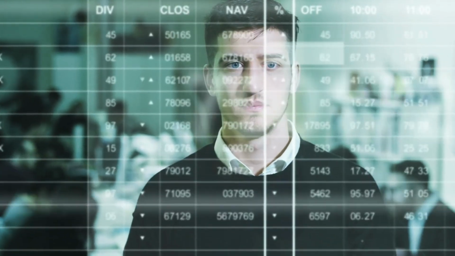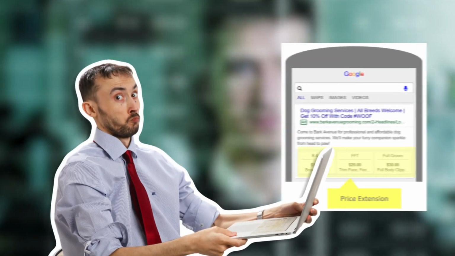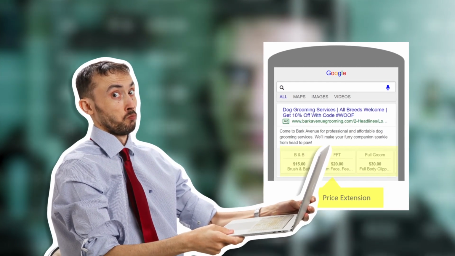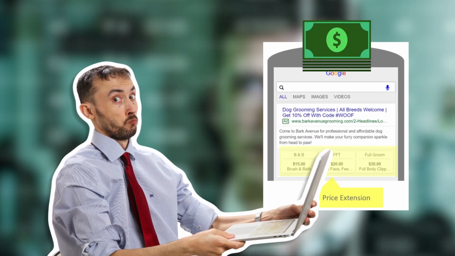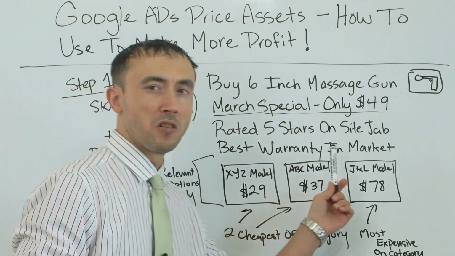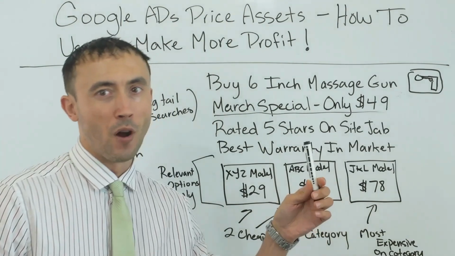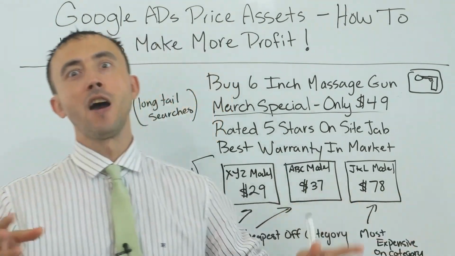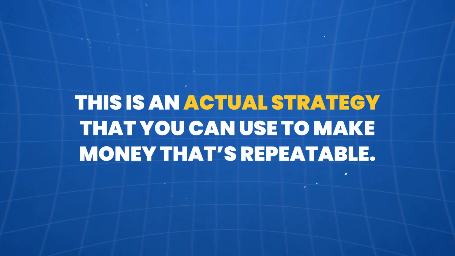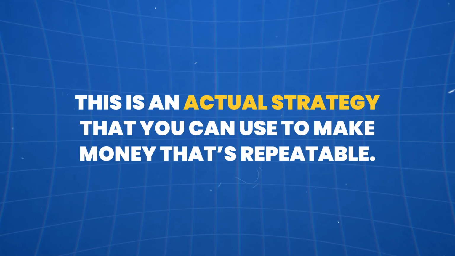From somebody who's tested dozens of these things already and actively manages millions of dollars of ad spend on Google a month, and has used these price extensions / assets extensively to make more money on our campaigns. What I'm going to share with you here today isn't your typical, oh, price assets, just click here, do that, and this is how they work. No, this is an actual strategy that you can use to make money that's repeatable.